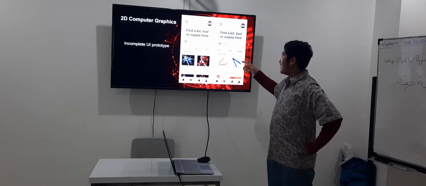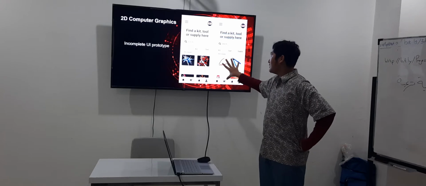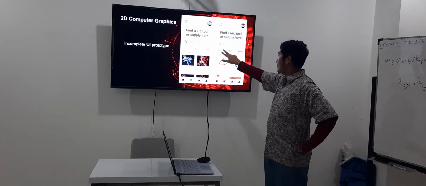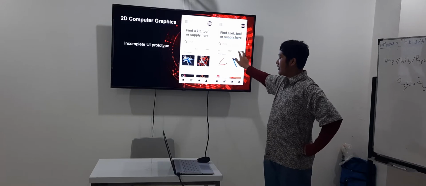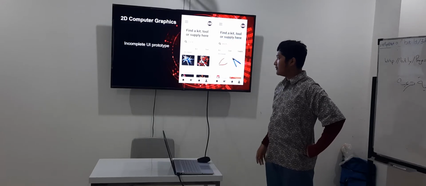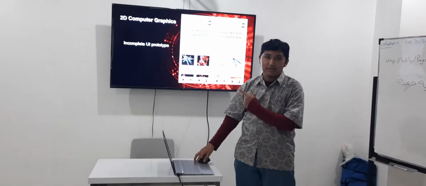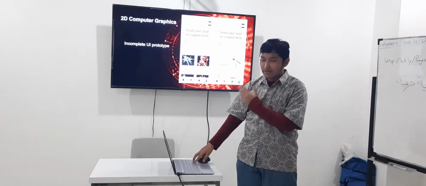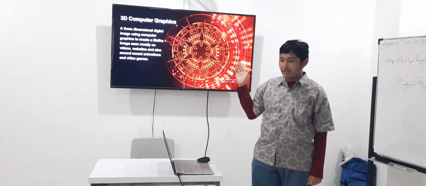Computer digital graphics are basically like these ones from the UI. Ignore these images and just look at the one over here, like how flat they are. These are 2D computer graphics, or at least that's what I know. Oh, by the way, this is an incomplete UI prototype I made.